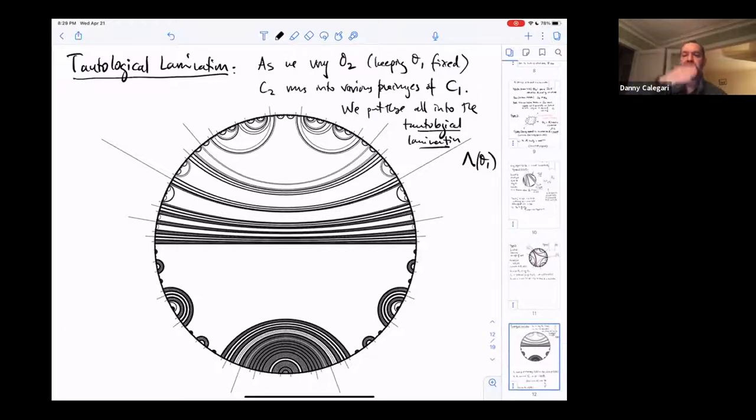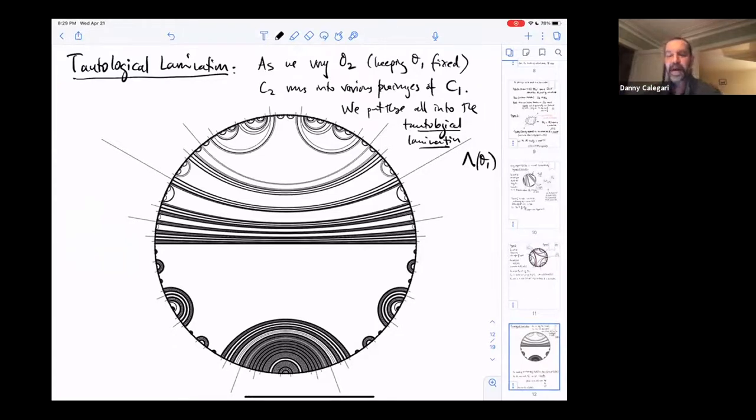So you have a one parameter family of laminations depending on the location of C2, and the tautological lamination looks like the lamination in that family near the leaf C2. So you have a family of laminations. And in those laminations, the leaf C2 is moving around. Wherever C2 is in that lamination, you look at the leaf near that, and you take that leaf and you add that to the tautological lamination.